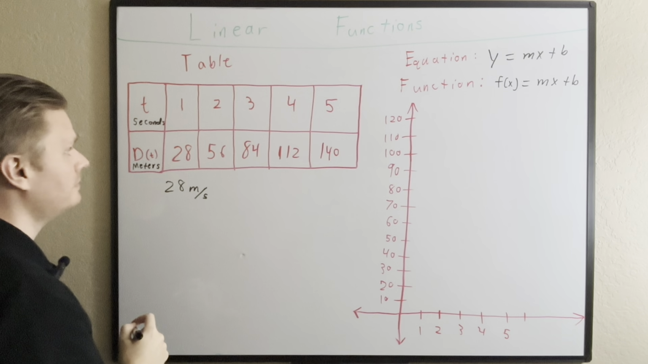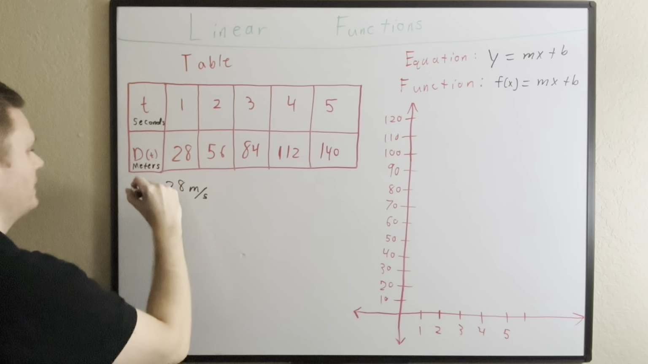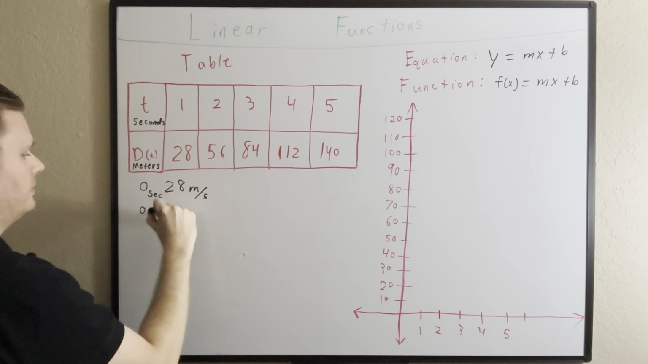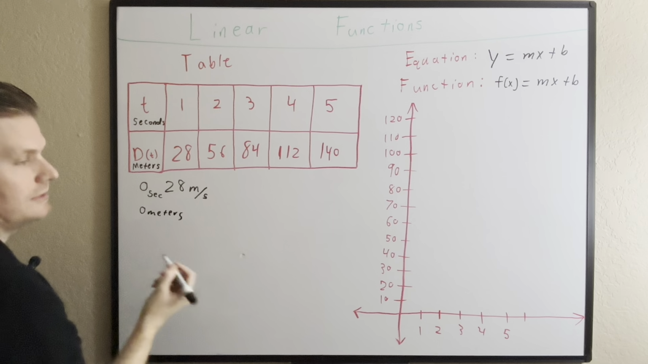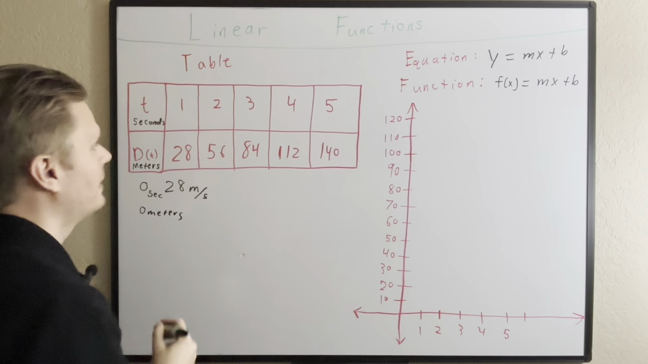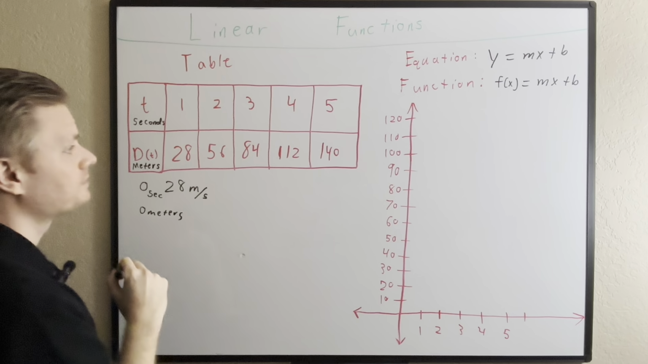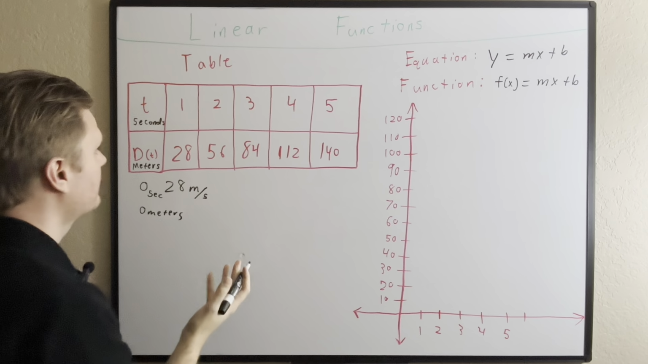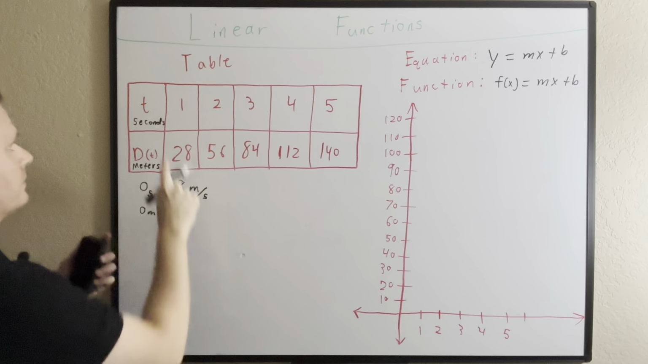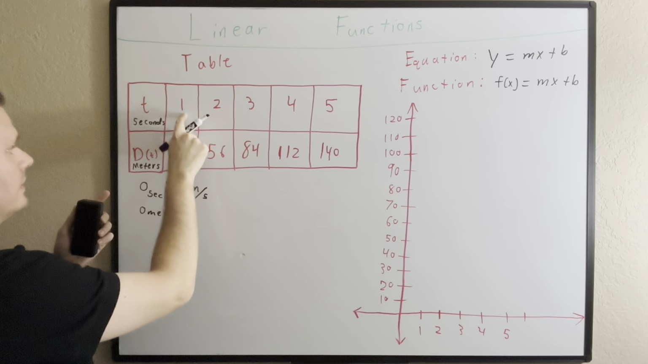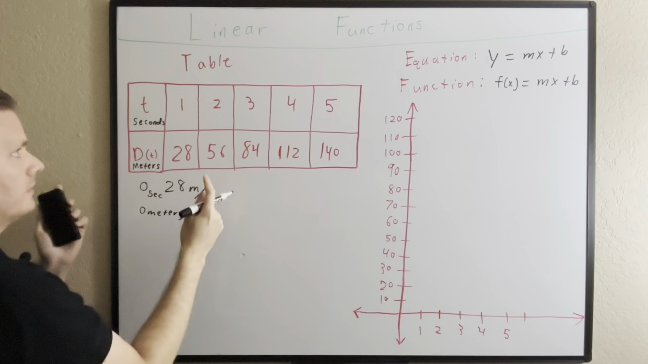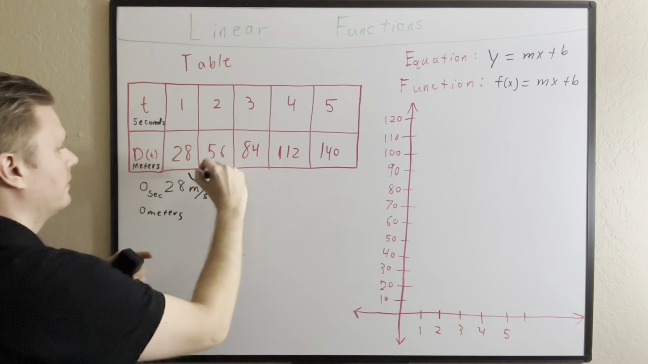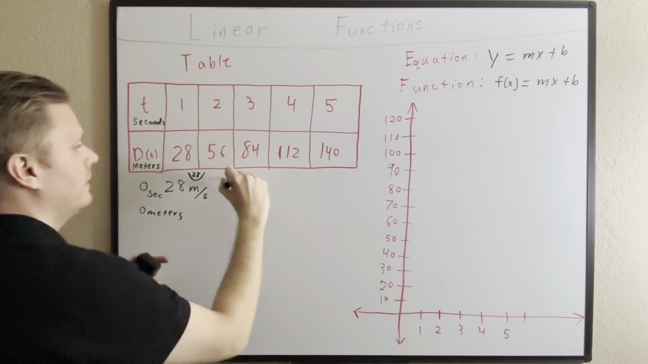So what does that mean? That at 0 seconds, we were at 0 meters. That's what I'm trying to say about that. Okay. Anyways, what is happening here? We travel 1 second, we go 28 meters, right? Travel another second, we went 28 meters again. That's all that means.